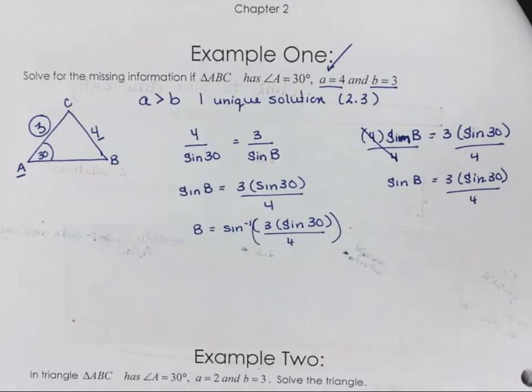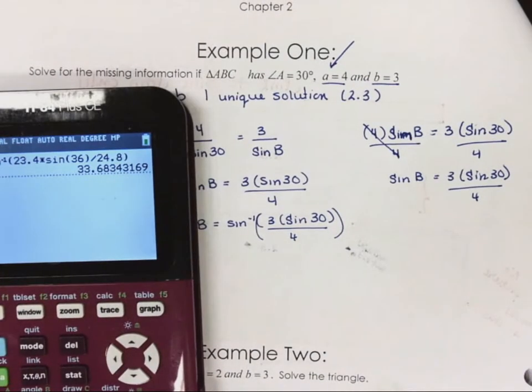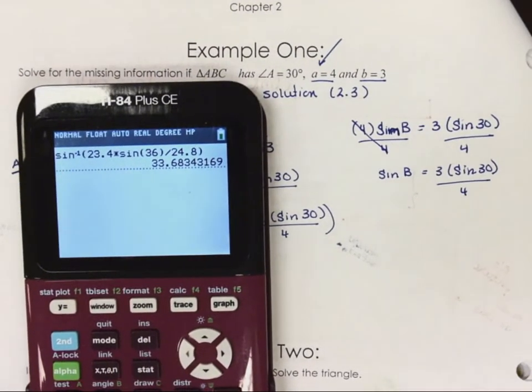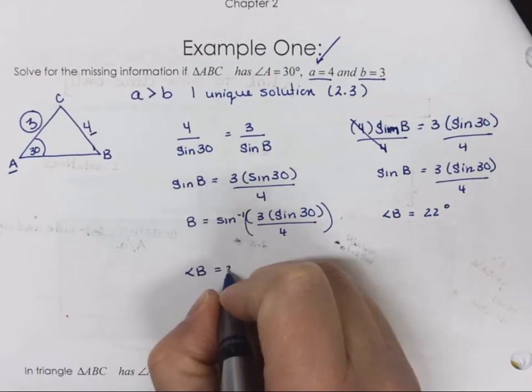I'm sorry, Danica. So I'm using my handy dandy calculator, making sure I'm in degrees. So I'm going to do second function sine of 3 times sine 30, divide by 4, close my big bracket. Okay, good job, everybody. B is equal to 22 degrees.